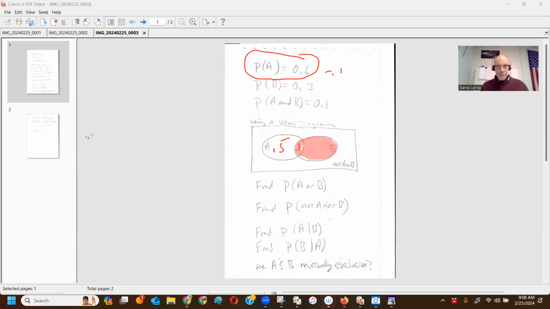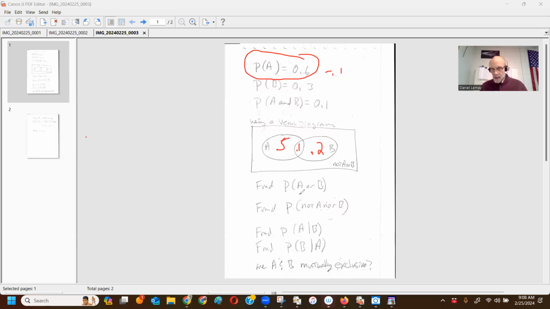So let's see, got my eraser. So I'm going to write a 0.2 here. That's 0.1. I don't know what happened. I guess I erased everything. What did I say? 0.5, and this is 0.2 because together they have to add to 0.3.